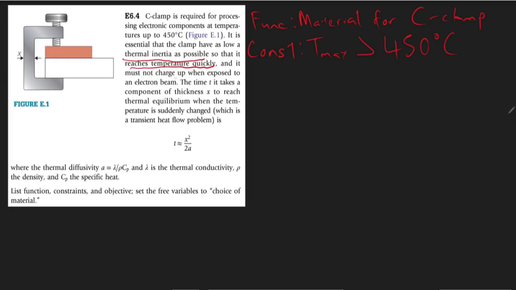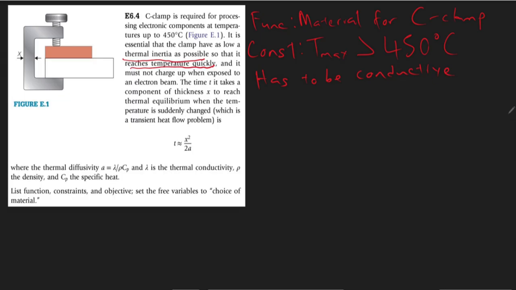And it must not charge up when exposed to an electron beam. If you expose a material to an electron beam, in order for the material not to charge up, it should be able to conduct the electron beam through the material. So another objective is that it has to be conductive in order to prevent charging. That's another objective of this material.